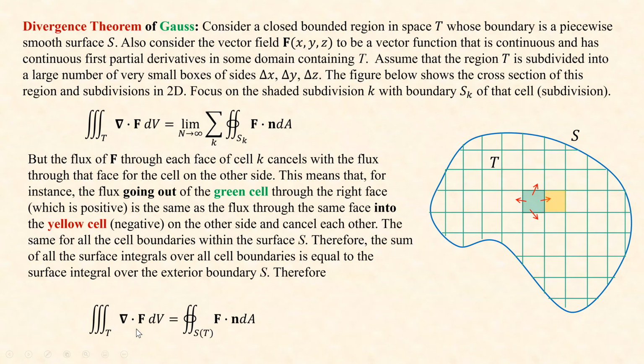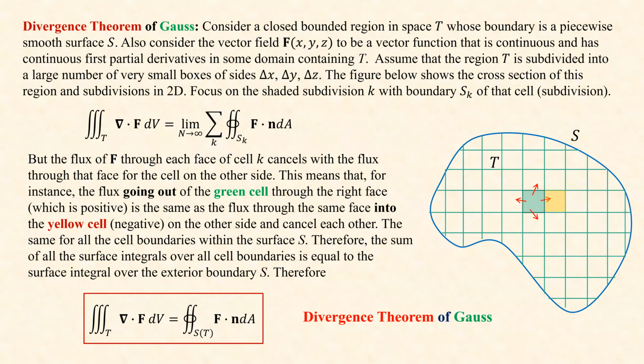Therefore, the triple integral of the divergence of V becomes the double integral over the surface of the surface component of F, evaluated like that. And this is the divergence theorem of Gauss. So you see, using this new definition of divergence, it simply and intuitively gets you to the divergence theorem.